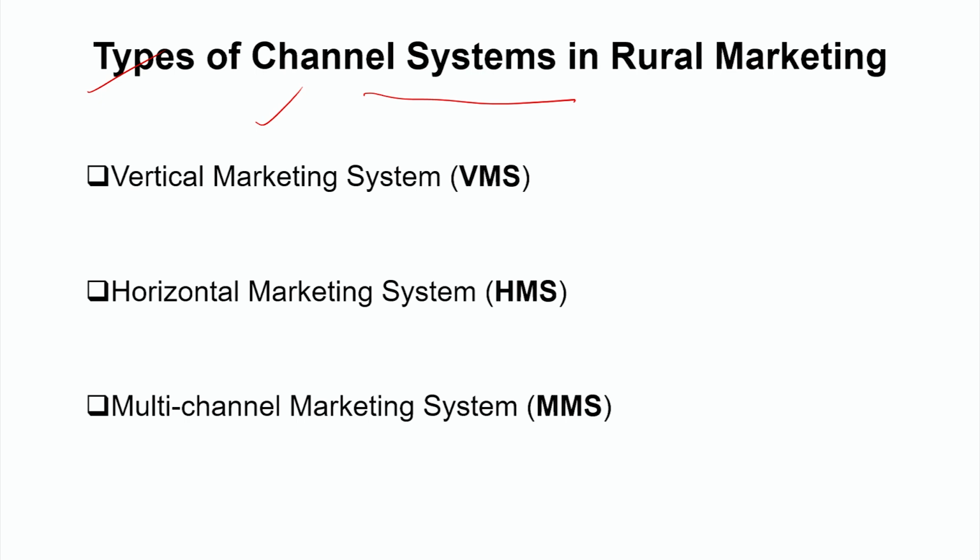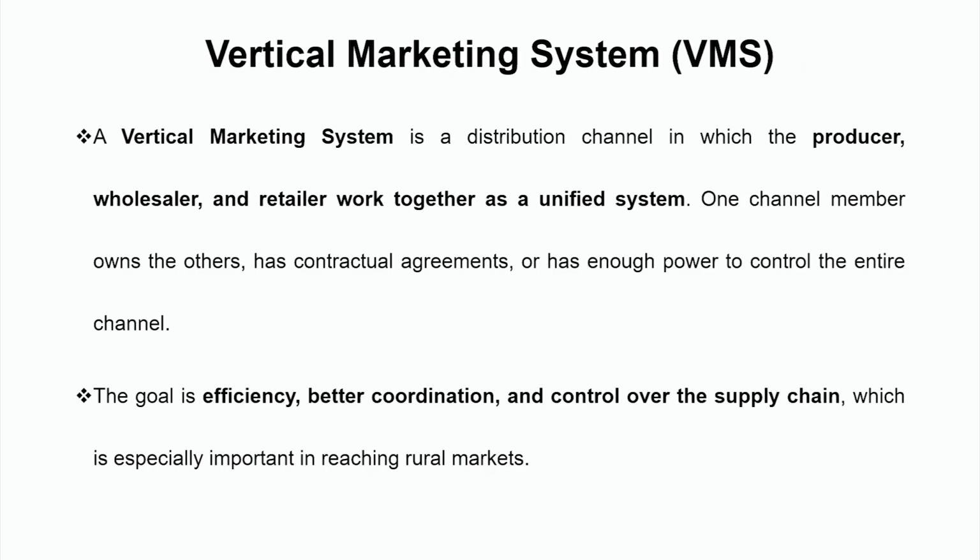When I talk about the channel system, all subsystems work for the ultimate objective: to deliver the goods and services to the end consumers or to the middle customers, or we can say the agents, franchisees and other such channel partners. So we are going to look into the three essential types of channel systems. First is the vertical marketing system, second is the horizontal marketing system, and third is the multi-channel marketing system. We'll go one by one.